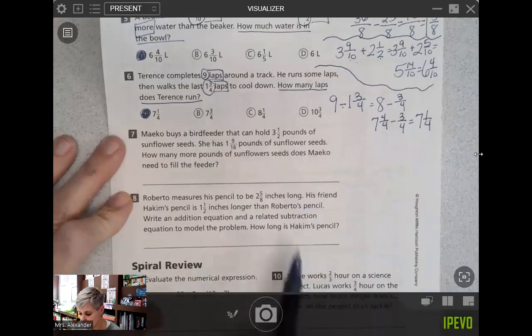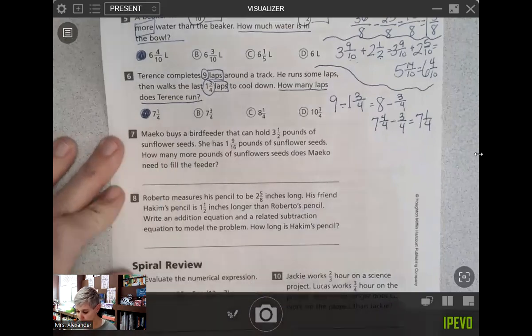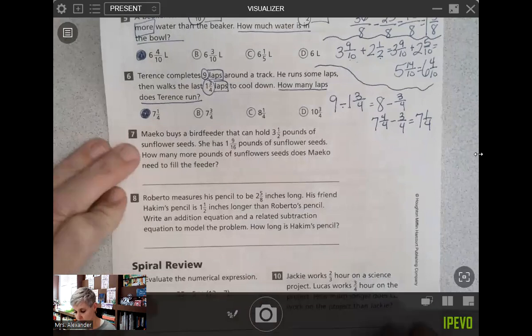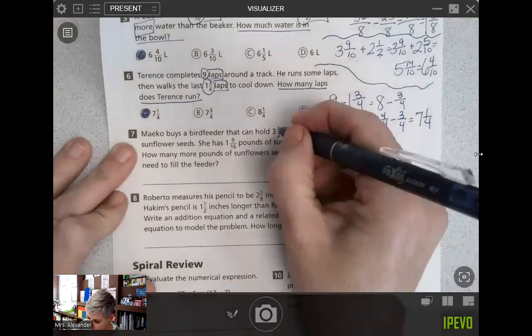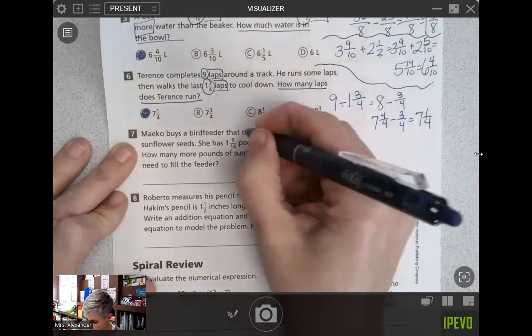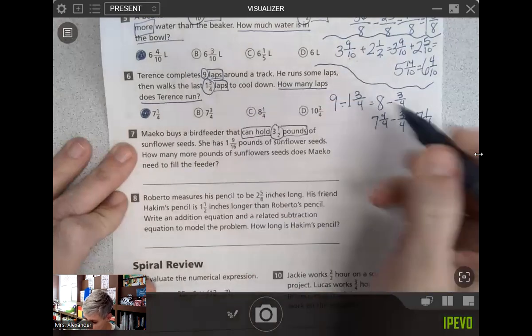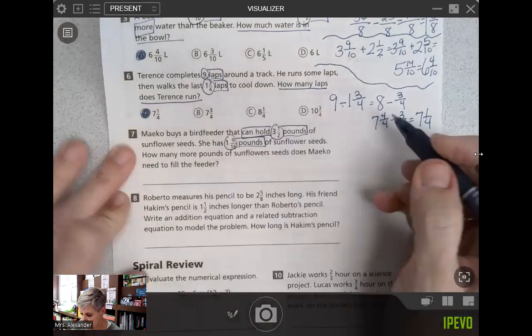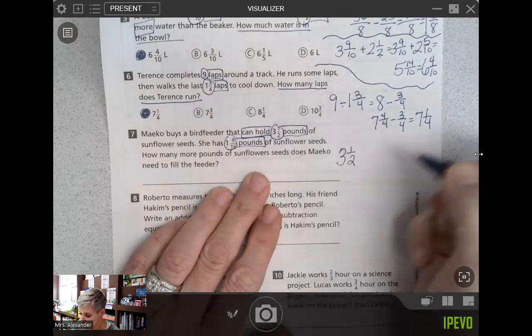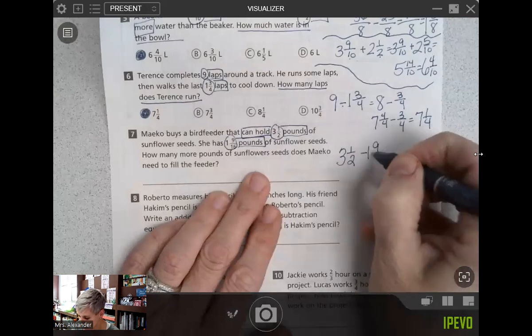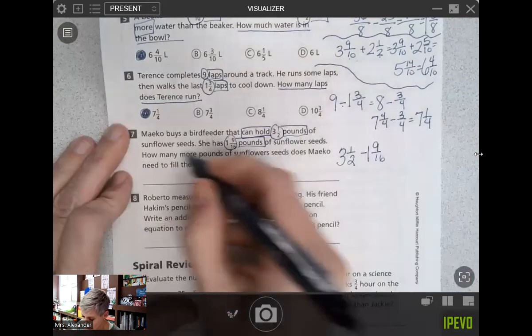All right. Mako buys a bird feeder that can hold 3.5 pounds of sunflower seeds. She has 1 9/16 pounds of sunflower seeds. How many more pounds of sunflower seeds does Mako need to fill the feeder? It can hold 3.5 pounds total. She has 1 9/16 pounds. So the total it can hold is 3.5. She has 1 9/16. So how many more?